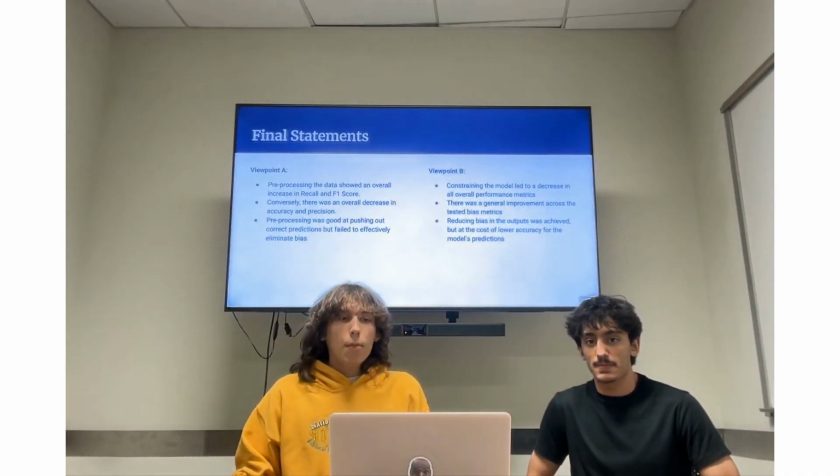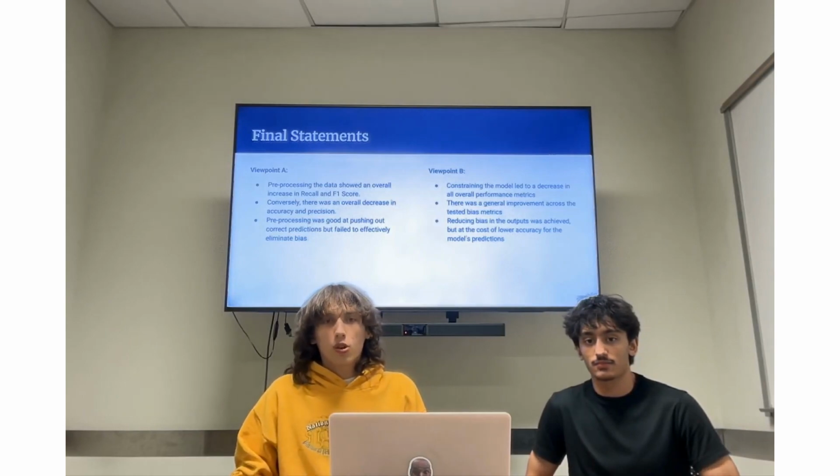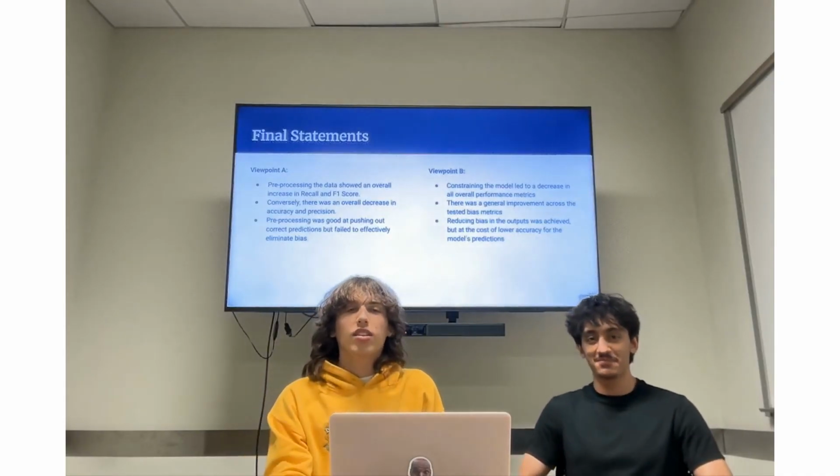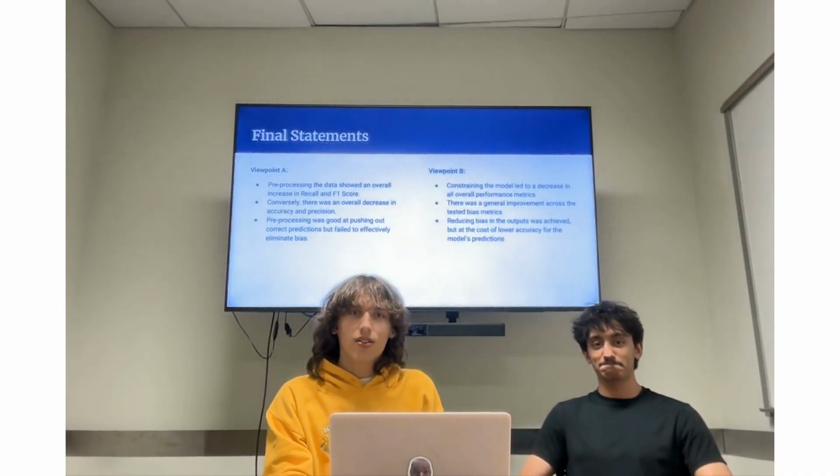So to conclude, viewpoint B, model B, with exponentiated gradient was more effective at actually mitigating the bias, even though it comes at the cost of slightly less accuracy.